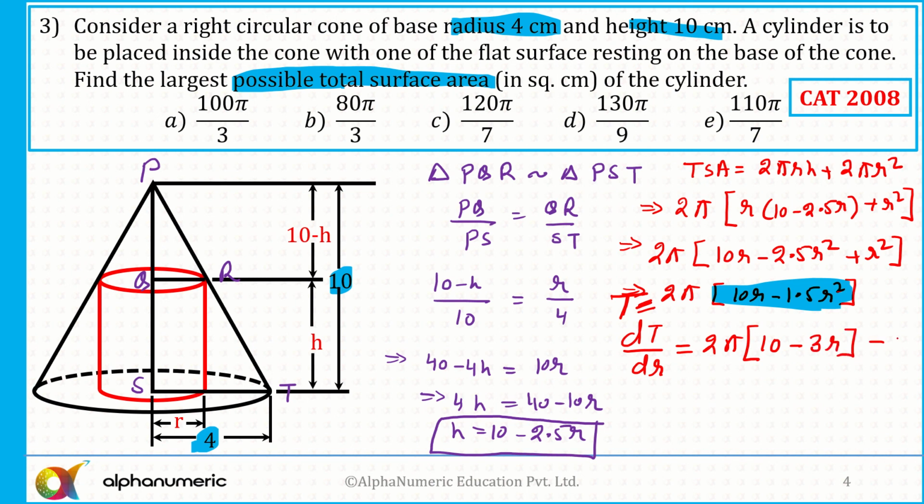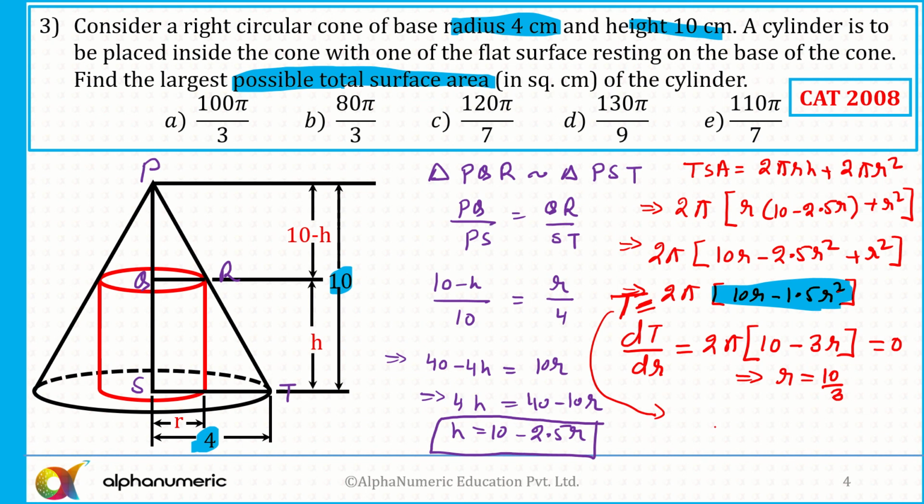That's it. And make it equal to 0. And if I equate this equal to 0, I'll get the value of r, which is equal to 10 by 3. And once we get r equal to 10 by 3, you can substitute this in your answer to get the answer. Like if I substitute r equal to 10 by 3 here in the total surface area formula, which you have got here.